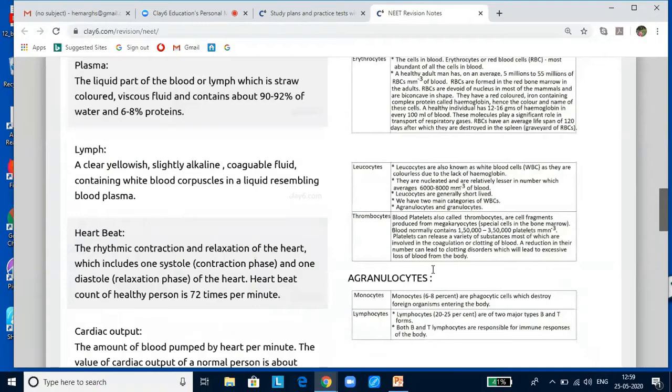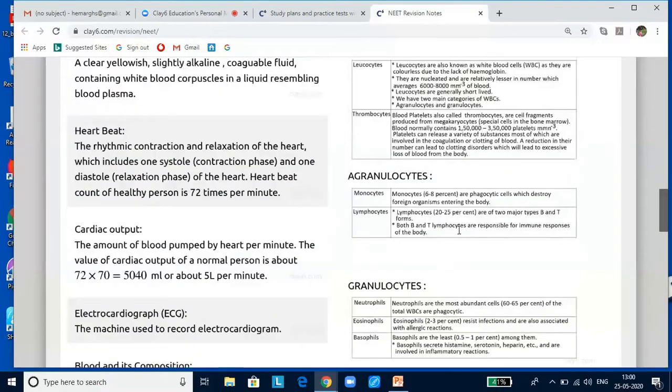Blood platelets are also called thrombocytes, and they are cell fragments produced from megakaryocytes, which are special cells in the bone marrow. Blood normally contains about 1.5 lakh to 3.5 lakh platelets per cubic millimeter. They can release a variety of substances, most of which are involved in coagulation or clotting of blood. A reduction in their number can result in clotting disorders, which will lead to excessive loss of blood from the body.